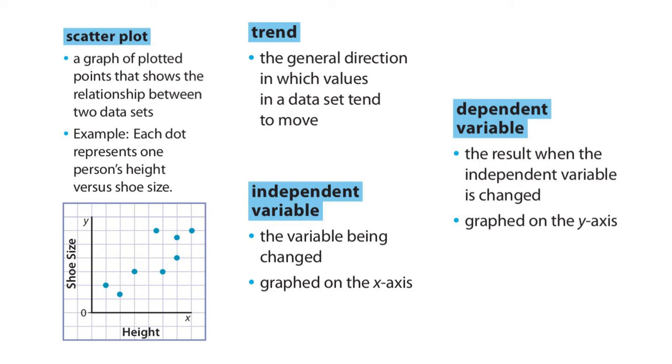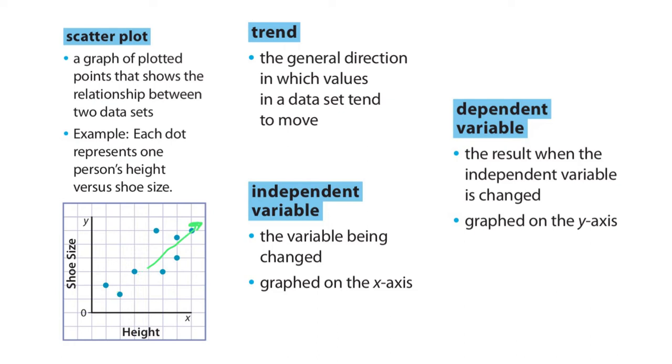A trend would be the general direction in which the values in a data set tend to move. For example, in the scatter plot example that's here, the trend would be up and to the right. The data points don't follow that line perfectly, but that's the general direction in which they're going.